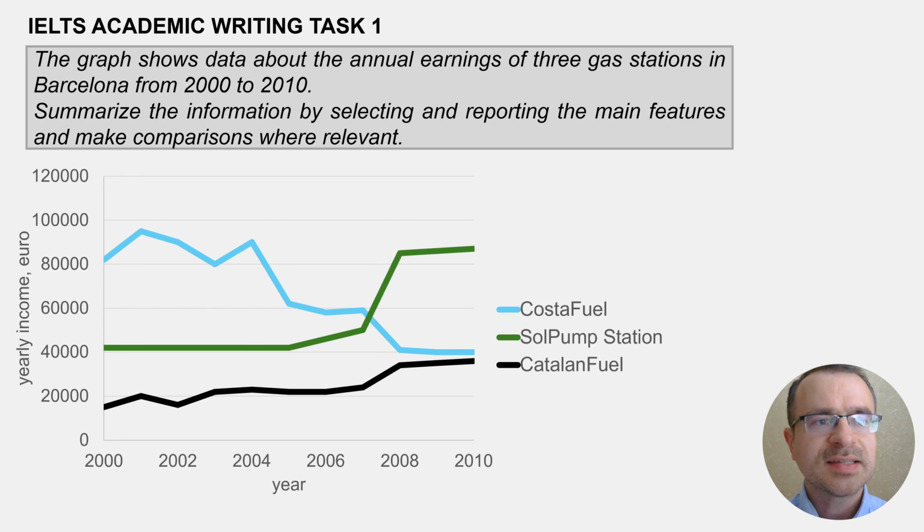So let's look at this example and read it together. The graph shows data about the annual earnings of 3 gas stations in Barcelona from 2000 to 2010. We need to summarize the information by selecting and reporting the main features and make comparison where relevant. So let's look at this graph. It's a multiple line chart. There are three fuel stations. And here on the x-axis, we have the timeline, and on the y-axis, we have the yearly income.